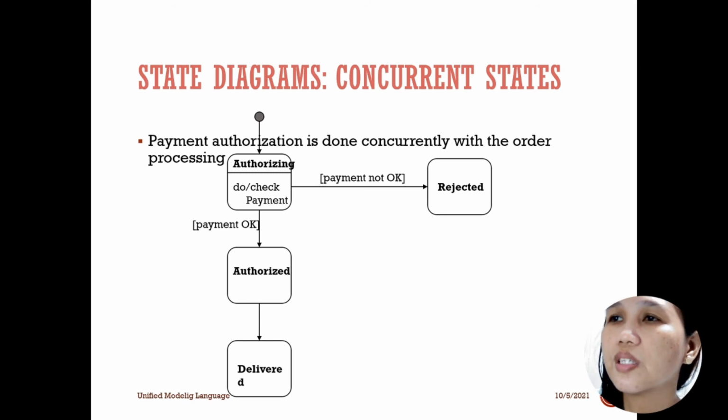Payment authorization is done concurrently with the order processing. So we have to authorize, say, in our diagram, authorizing, do, or check payment. So if payment is not okay, then it will be rejected. If it's authorized, then it will be delivered. This is the concurrent state diagram.